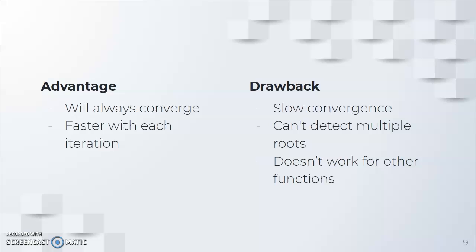Some drawbacks of bisection search is that it has a slow convergence. It also can't detect multiple roots. For example, if you have an interval A and B, it still follows the intermediate value theorem. If there are two roots, the bisection search will only find one root. It also doesn't work for other functions. For example, if you have a function that has a vertical asymptote and it is still continuous, it won't be able to find the root. Also, if you have y equals x squared, because both points on the line will be positive, it won't be able to detect a root.